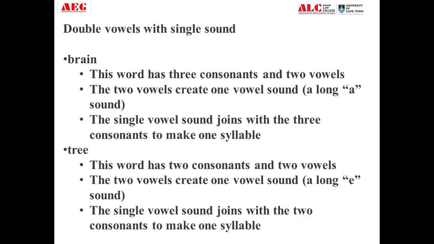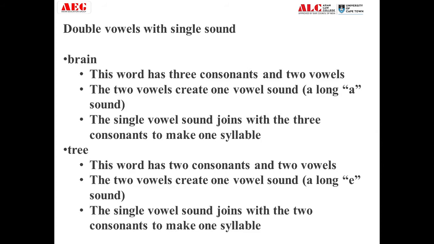Double vowels with single sound. Brain. This word has three consonants and two vowels. The two vowels create one vowel sound, the long A sound, brain. The single vowel sound joins with the three consonants to make one syllable.